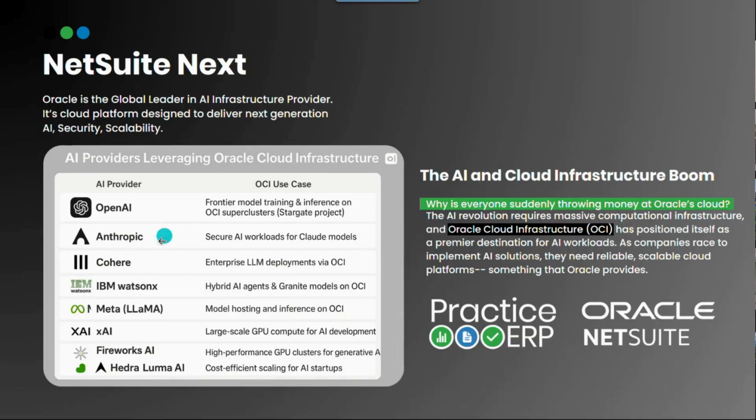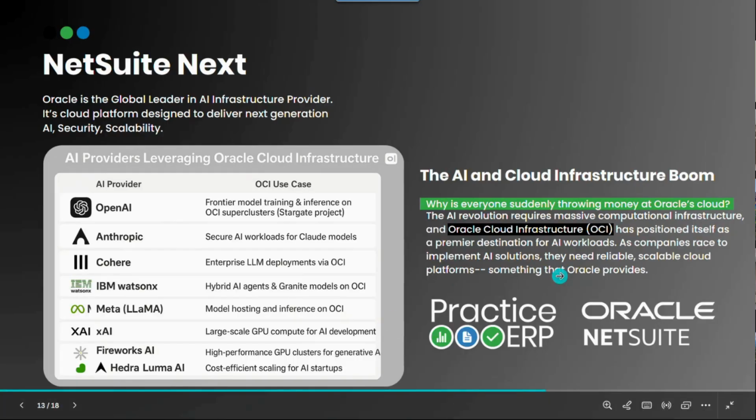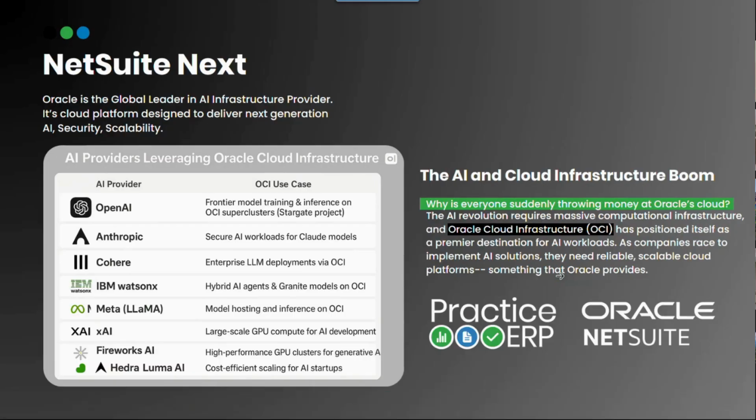ChatGPT and all the big boys, Cohere, they're leveraging the OCI platform for their offerings. So as things continue to evolve, by just being on Oracle NetSuite PracticeERP, you're going to be on an infrastructure that is leading edge.